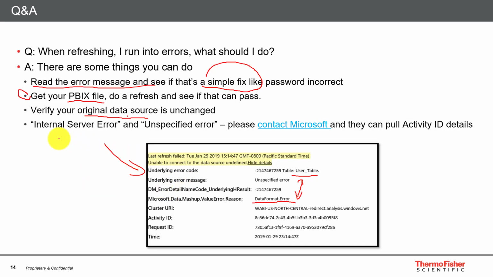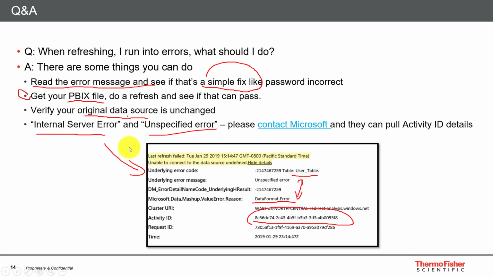And sometimes it gives you an internal server error or unspecified error, and didn't give you much information. That is very annoying to me also sometimes as well. So in this case, you can contact Microsoft, and you can see there is an activity ID column here and request ID. So you can contact Microsoft and give them the activity ID, so they will be able to pull up more information from the backend and tell you what is the detail that goes wrong.